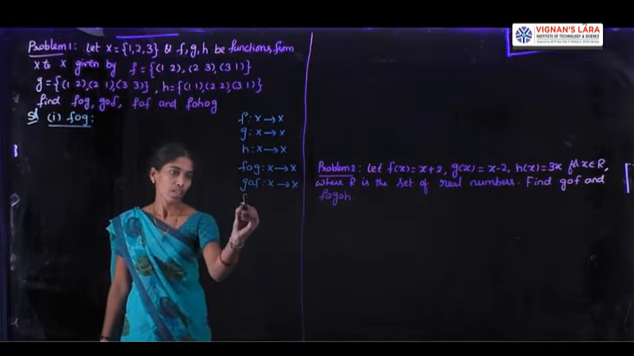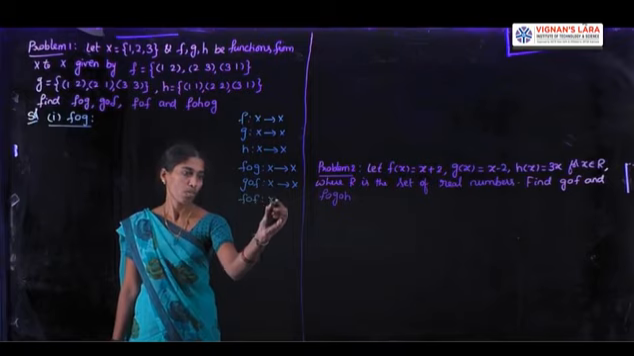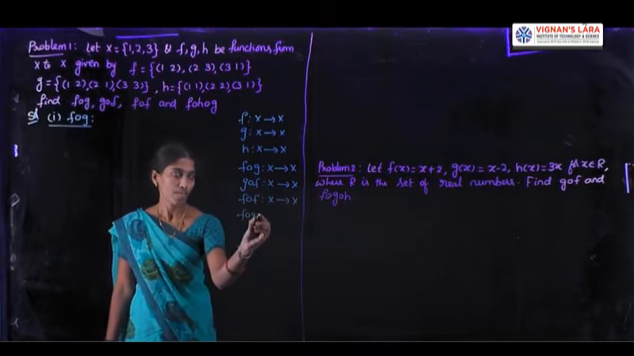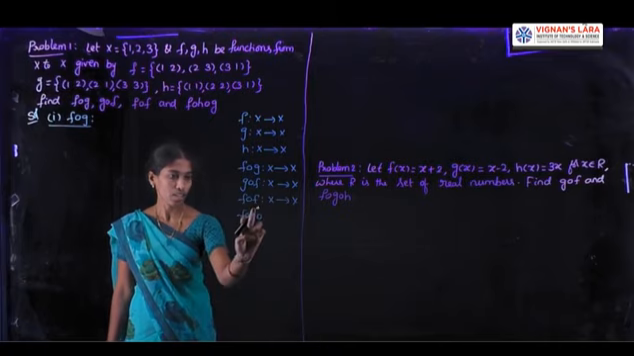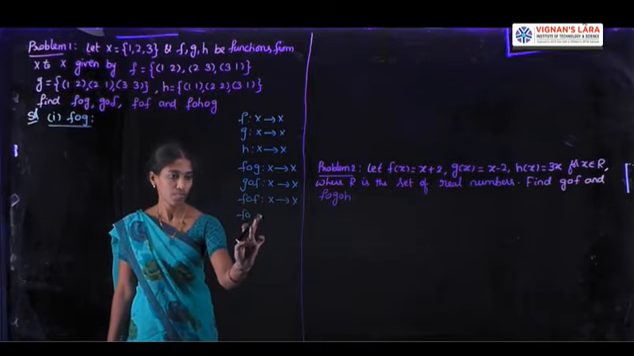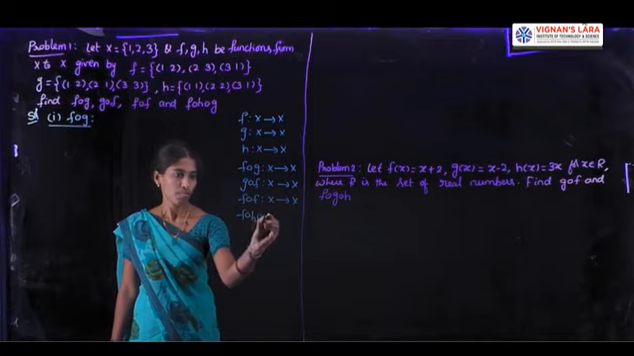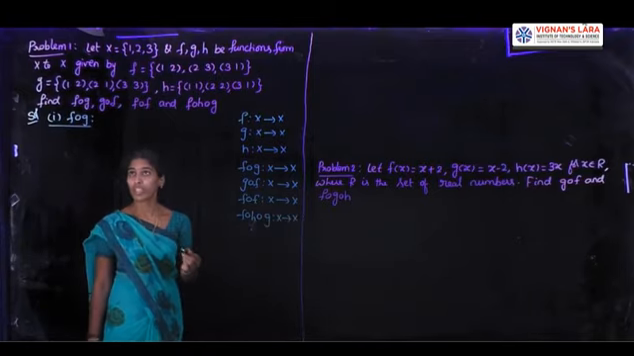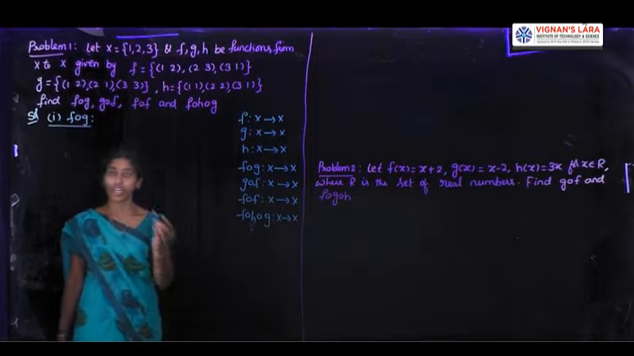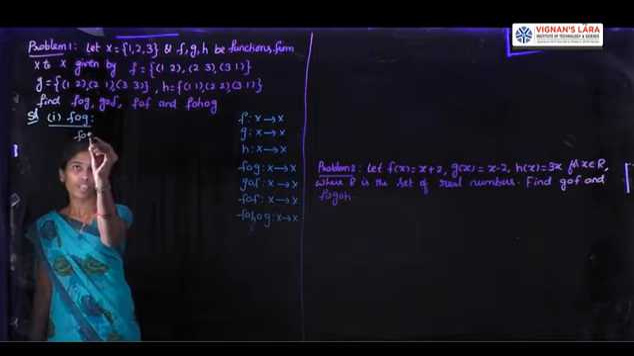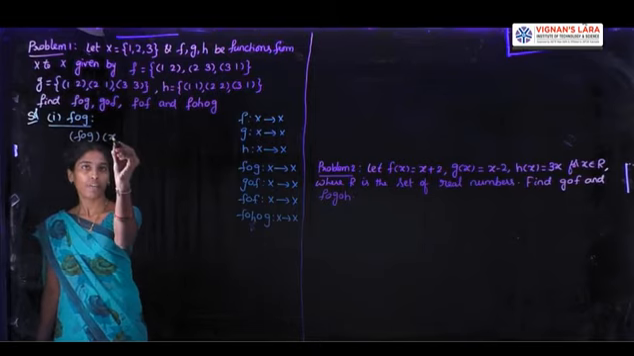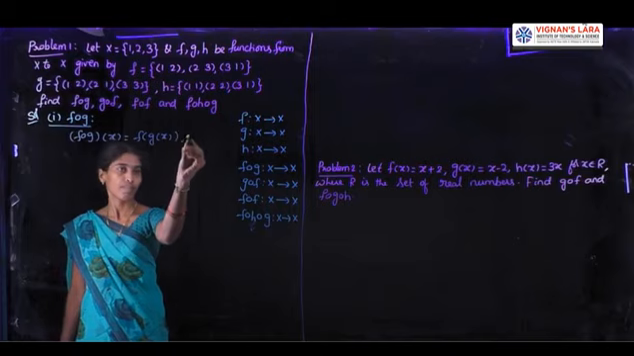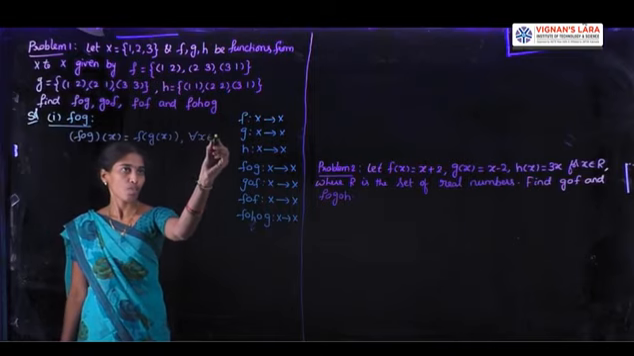Next, f circle f is also mapped from X to X. And finally, what is the last one? f circle h circle g is also mapped from X to X. Now we calculate each one. What is the first one? f circle g. How can we define f circle g? f circle g of x is equal to f of g of x for every x belongs to X.